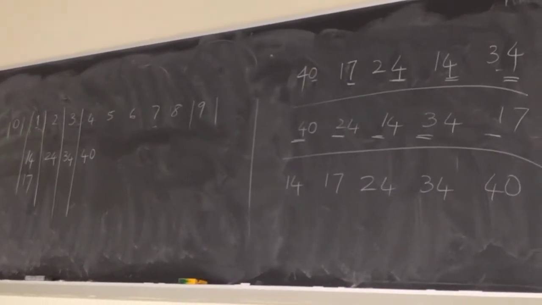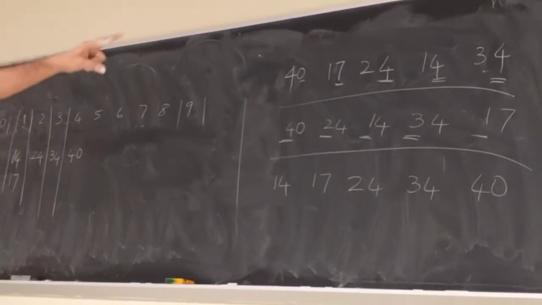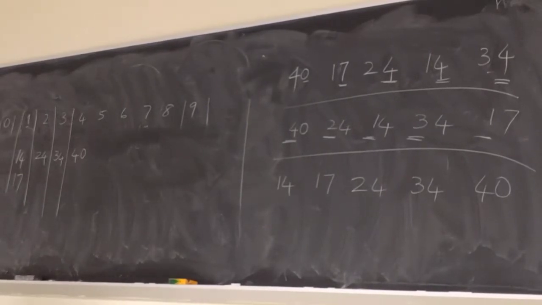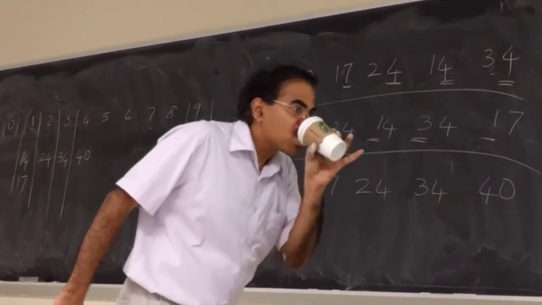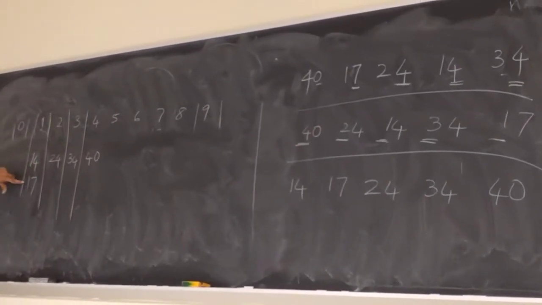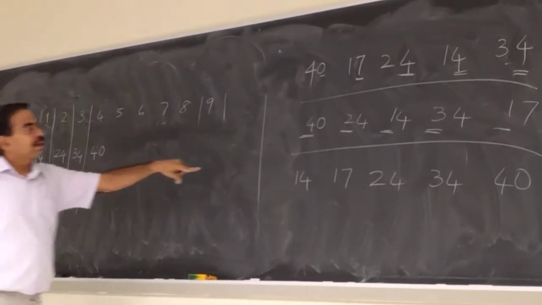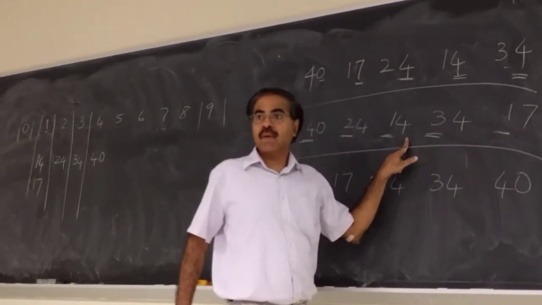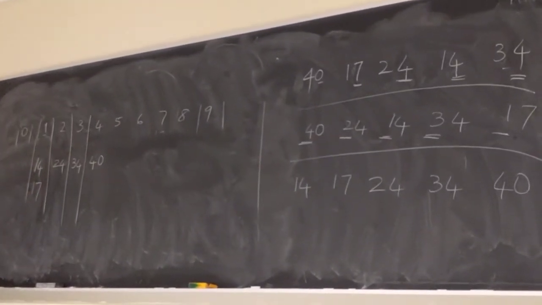Okay? So there is actually a benefit in doing LSD first, and then the LSD sorting has an advantage. Notice that 17 ended up after 14, right? Because 17 was after 14 because 7 was after 4, right? That's why we got the order of 17 occurring after 14, okay?